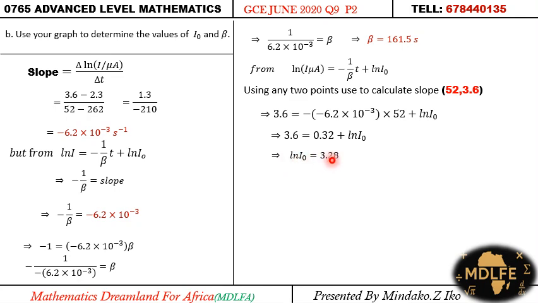Now from here, you are going to apply indices. If we are dealing with ln, it means we take e of both sides. If you take e this side, the e will cancel with the ln, and then we take e this other side too. We are going to have that our I naught is just equal to e raised to the power of this answer. So at the end of the day, our I naught is going to give us 26.6 microamperes, because I worked with my graph using microamperes.